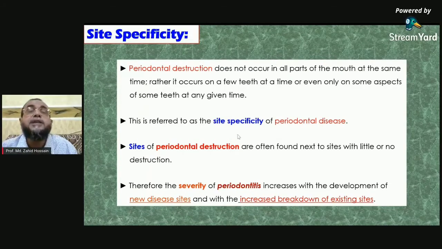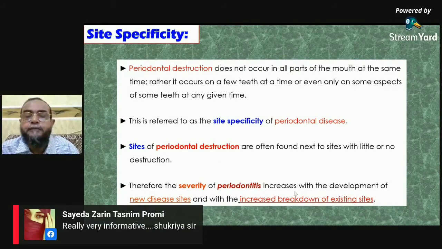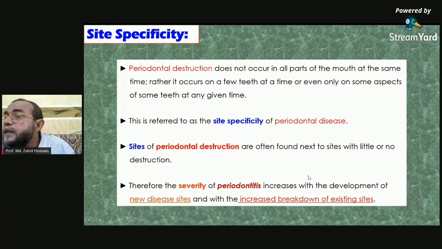So this is called site specificity. Site specificity means some sites are more active, some are not. So active sites have more destruction, and quiescent sites have less destruction or none. So the severity of periodontitis increases with the development of new disease sites. If you find more and more active disease, more and more new sites, it means more and more disease occurs. It means more severe disease.